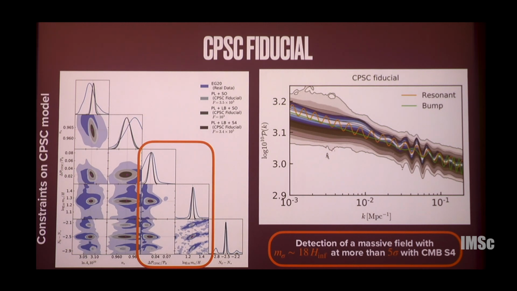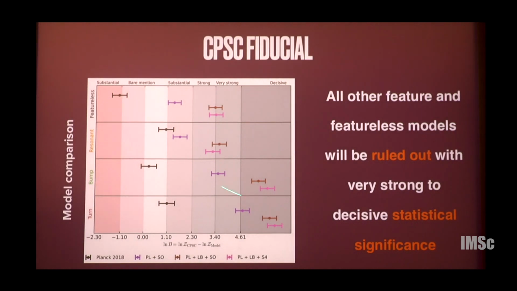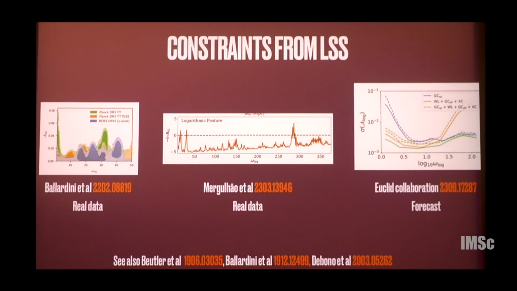Of course, this is a forecast, so it is always optimistic. We are assuming a fiducial model, of course, but it is a very interesting science that we can do with future CMB experiments, okay? And this is just a table that shows how we will be able to rule out other feature models, as well as the standard scale invariant power spectrum, okay? Now, this is all with the CMB.